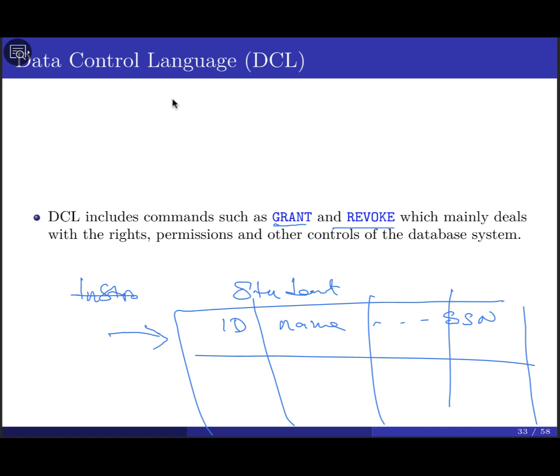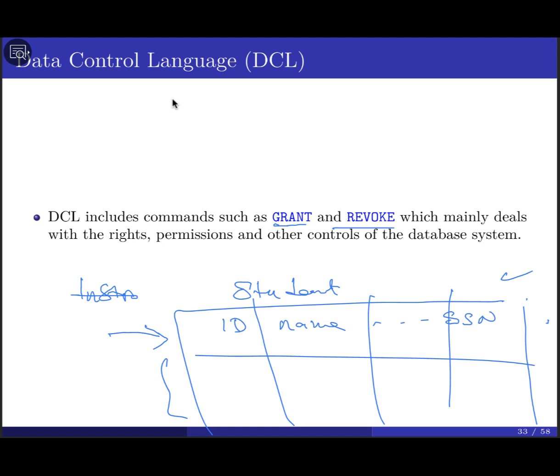I can grant and revoke. I can give you a permission: who can read, who can insert, who can modify, who can delete any tuple from this relation. That's the grant. Revoke means you can remove the permission. For example, maybe I give you access to this relation, then after that I change my mind and I'm going to revoke it.